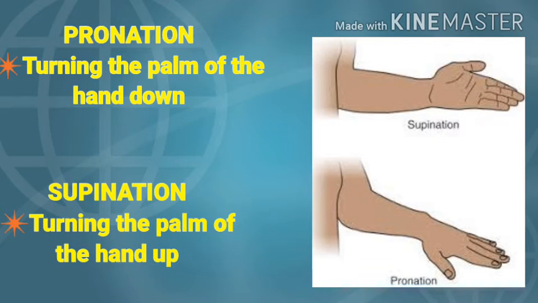Next movement is pronation and supination. Pronation means turning the palm of the hand down. Example, when a person pats a child on the head. Next topic is supination. Supination means turning the palm of the hand up.